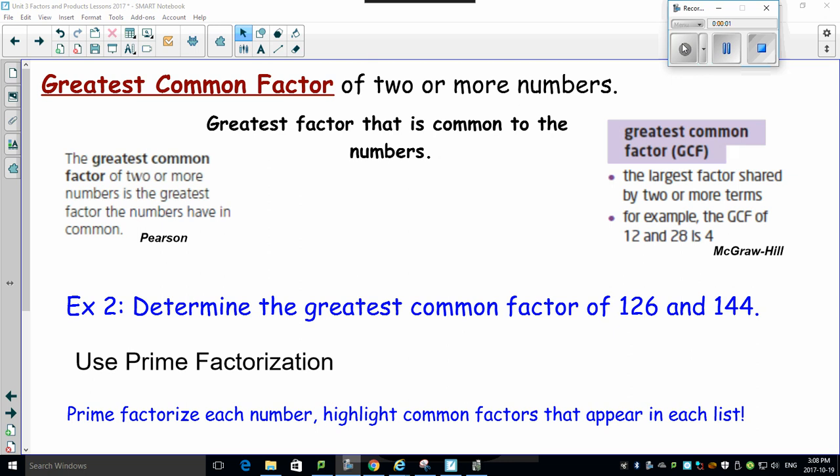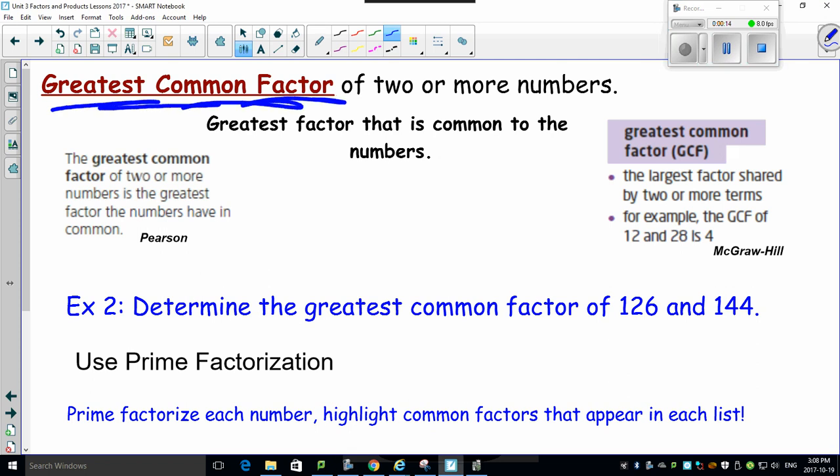So there's tons of ways of determining the greatest common factor, but I'm going to show you the easiest way I think of being able to do it. And that's going back to your factor trees. But let's rewind here again. What does greatest common factor, or as we affectionately know this, GCF? Right. The greatest common factor, according to the Pearson textbook, of two or more numbers is the greatest factor the numbers have in common.